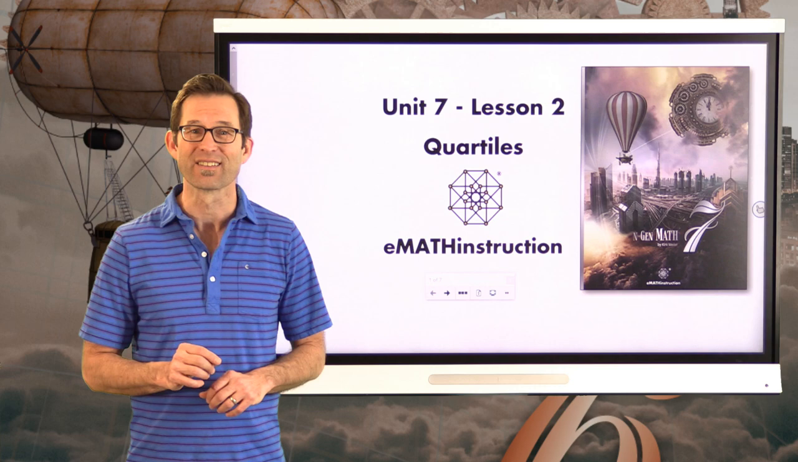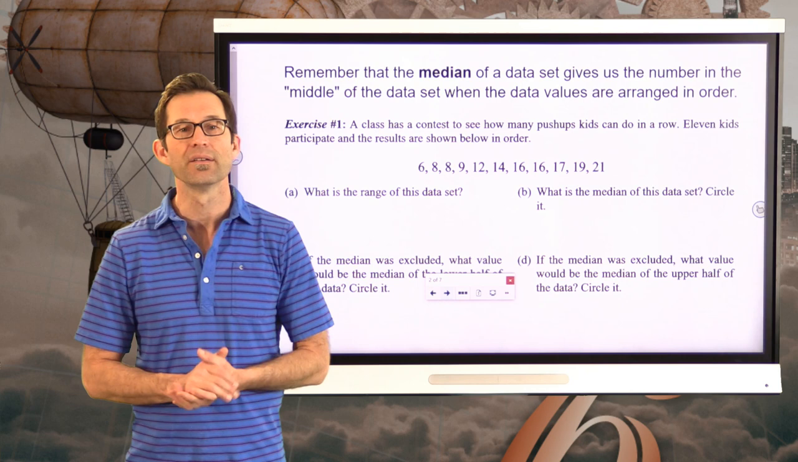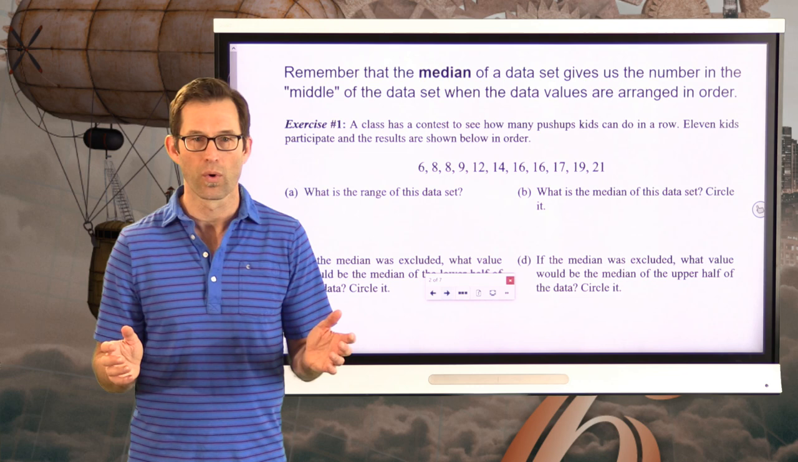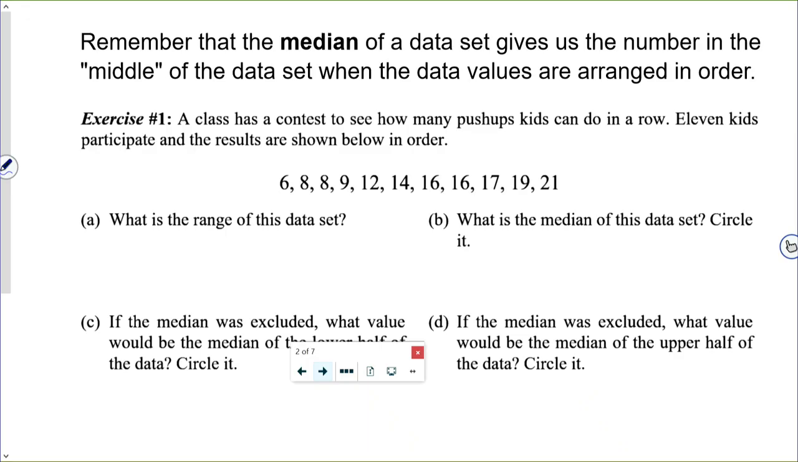All right, here we go. Remember that the median of a data set gives us the number that's in the middle of the data set when the data values are arranged in order. So let's play around with the median a little bit in exercise number one. A class has a contest to see how many push-ups kids can do in a row. 11 kids participate and the results are shown below in order. All right, letter A, very simple. What is the range of this data set?